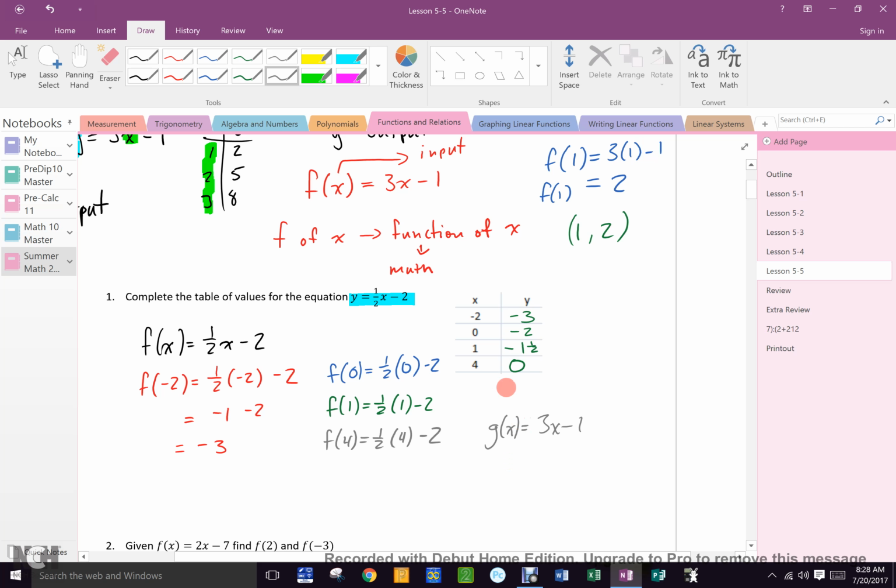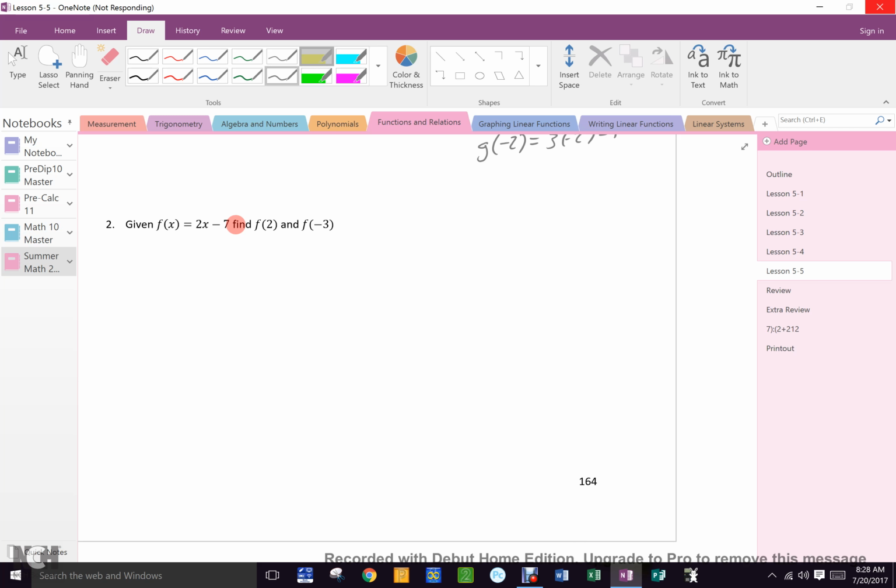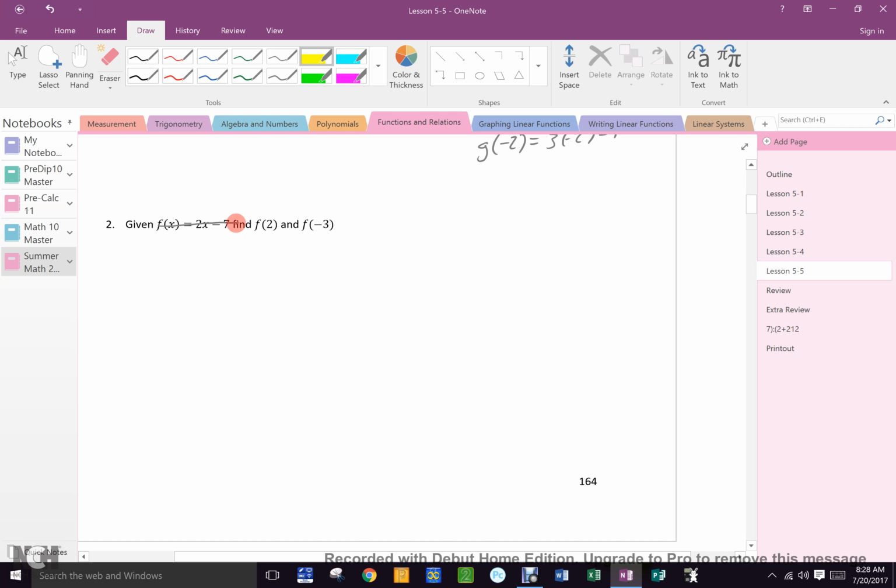Now, what would the first one be over here? It would be the g of what? Negative 2. And it would be 3 times negative 2 minus 1. Does everybody understand function notation? Yeah. Awesome possums. Let's move along and see if you indeed really do. Is that a function? Yeah. Excellent. Is it a linear function? Yeah. How do you know? No exponents. Excellent. You guys are on fire today.